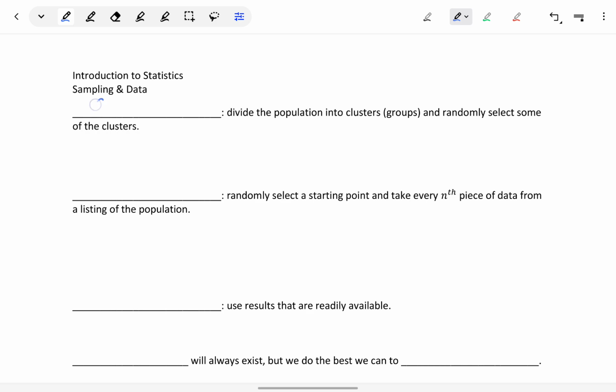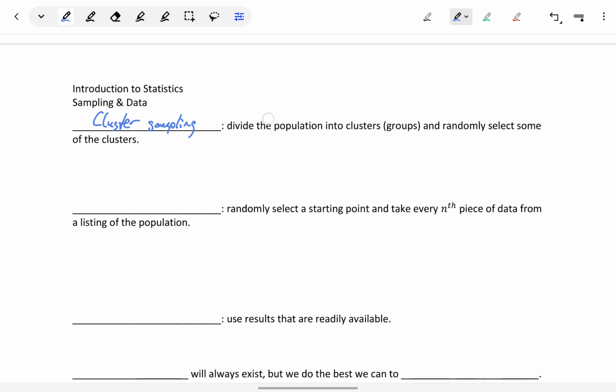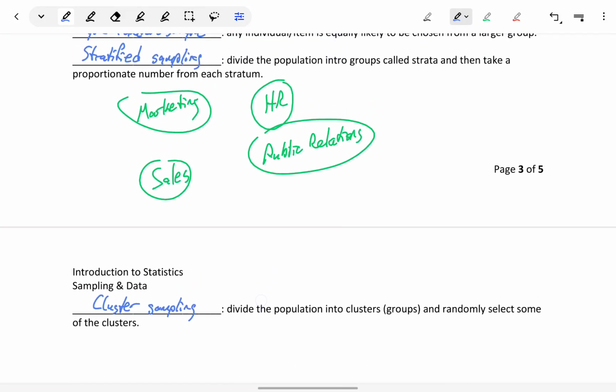We also have what's referred to as cluster sampling. In cluster sampling, we divide the population into clusters or groups and then randomly select some of those clusters. So we'll actually go back to what we were talking about with stratified sampling. In this case, though, rather than choosing the same random number of people from each group, we would randomly pick a certain number of groups.